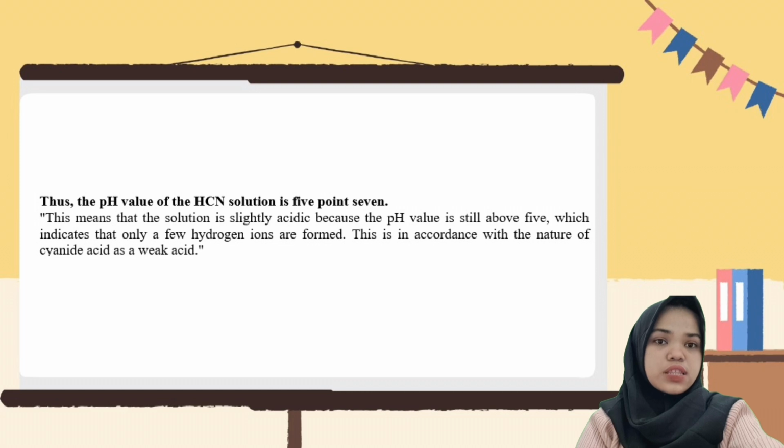This means that the solution is slightly acidic because the pH is still above 5, which indicates that only a few hydrogen ions are formed. This is in accordance with the nature of cyanide acid as a weak acid.